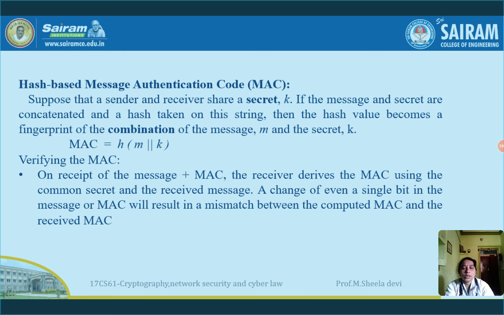So what is MAC? MAC is nothing but applying hashing on two things concatenated. What is concatenated? Message plus key. Applying hashing on message and key is nothing but MAC. So what will happen now? I want to communicate with my friend, right? So what I will do, I will send the message. Along with the message, I will append this MAC value also.